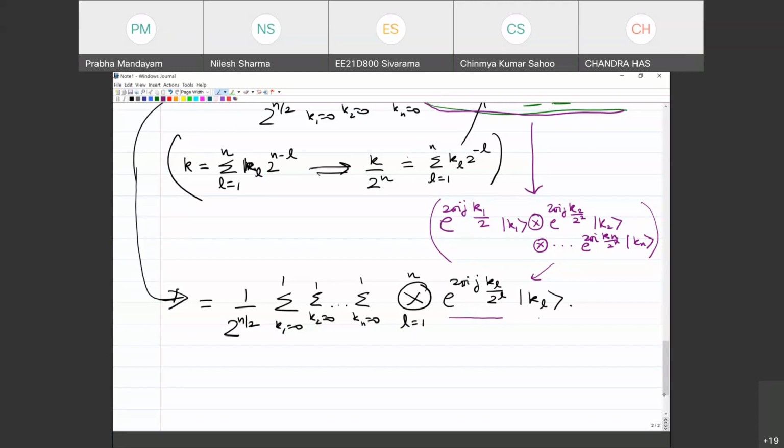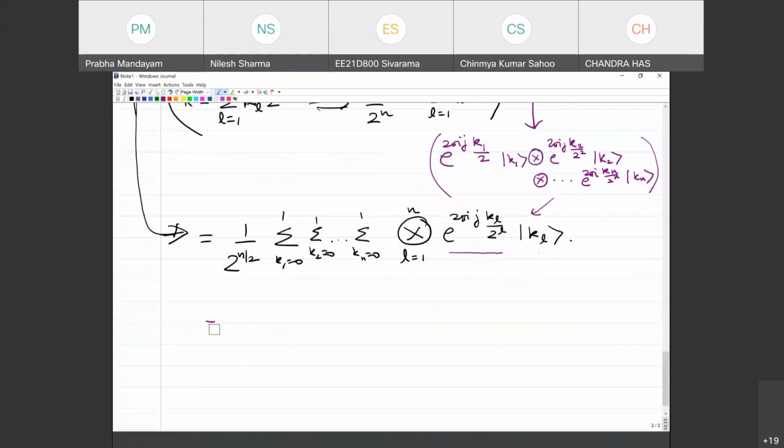Okay, so let me write it like this now. I have now the tensor product over l going from 1 to n. For each kl, I'm using the fact that each kl is either going to be 0 or 1, and there is a sum over that. There's a superposition over that, right? So this will be ket 0 plus e to the 2 pi i j over 2 to the l, ket 1.